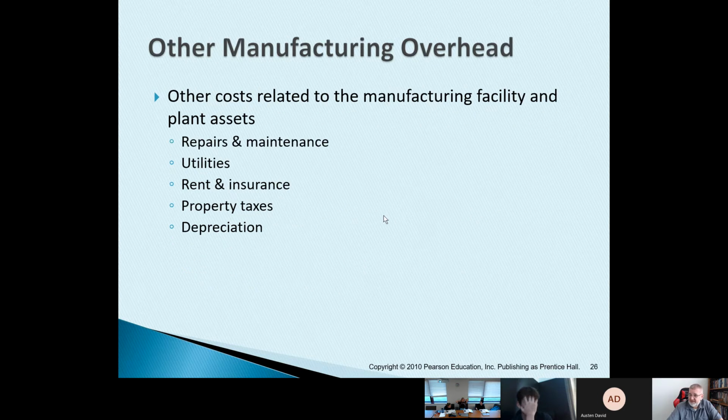So enough for that. Other manufacturing overhead, and we kind of hit on this a little bit: maintenance guys, repair guys, utilities, rent, property taxes, depreciation. Okay, let's talk about depreciation. So let's go back to the furniture making company. If I buy a saw that is a $7,000 saw, it's a big, honking saw, and it cuts massive amounts of wood, and this thing cost me $7,000.